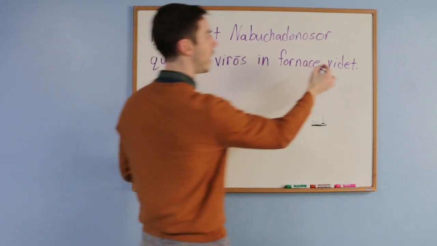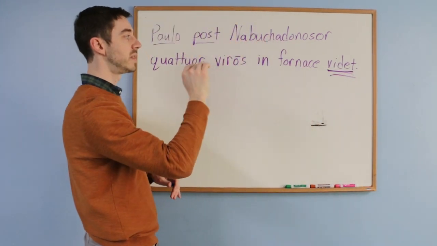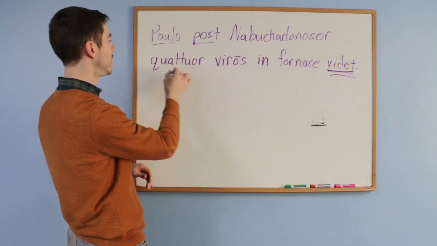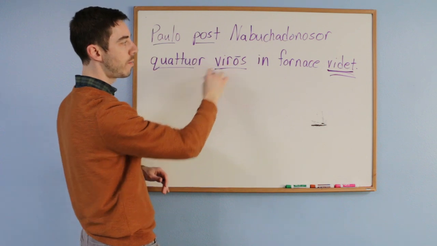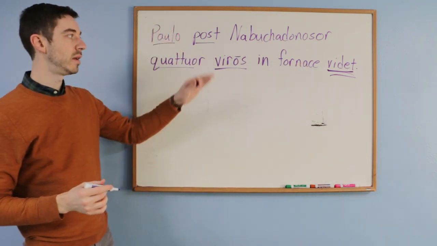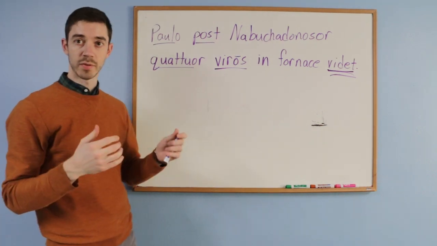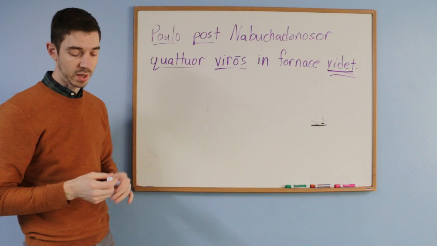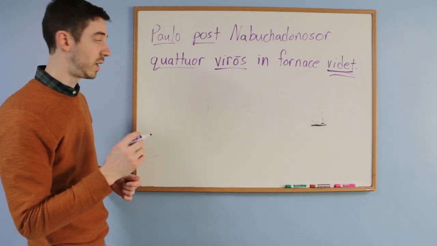Nebuchadnezzar, he what? He videt. We have another E stem here. He sees, what does he see? Quattuor viros, 4 men in fornace, in the furnace. So Nebuchadnezzar sees 4 men in the furnace, but of course they only threw 3 in, right? Shadrach, Meshach, and Abednego. So let's find out what happens.